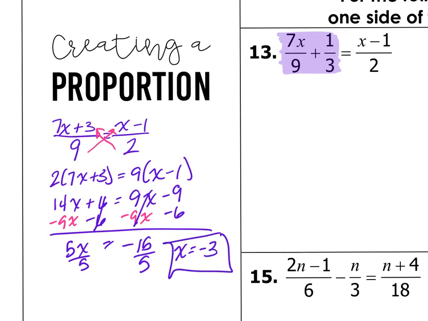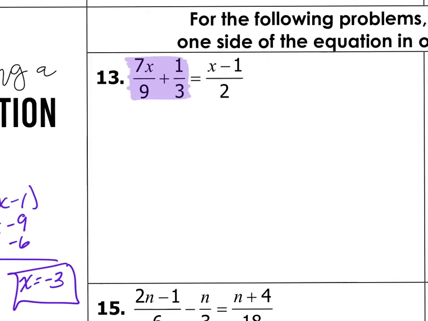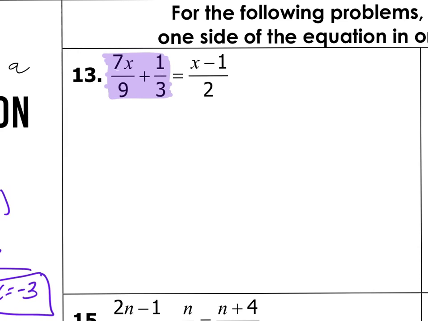Okay, so that's one way to do it. Now I'm going to show you another way to do the same problem. I'm going to multiply the whole thing by the common denominator, and that's going to get rid of my fractions. What's a number that 9, 3, and 2 all go into? I'm thinking that's 18. So I'm going to multiply the whole thing by 18, and I'm going to show you what happens.